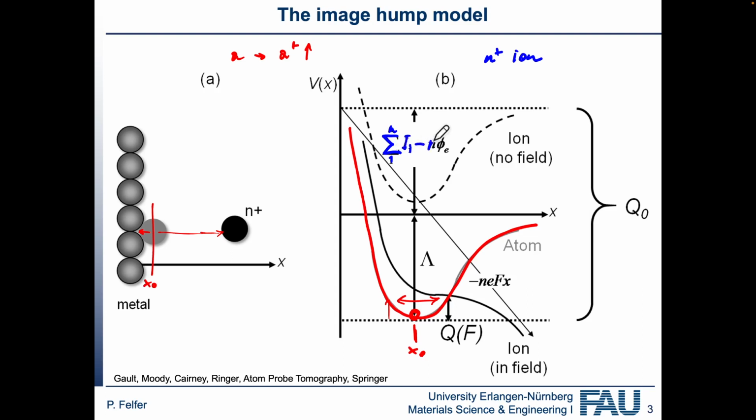But we also gain some energy, and that is n times, again, if we've got an n plus ion, a 1 plus ion, just once the work function of the atom. So phi e is the work function. Because of course the electron goes back into the solid.